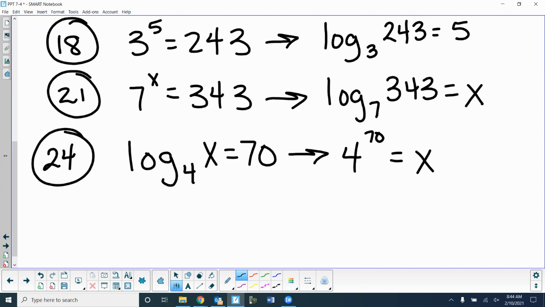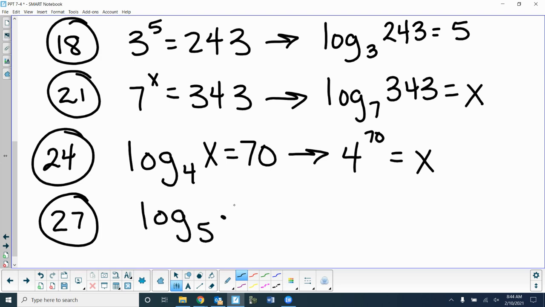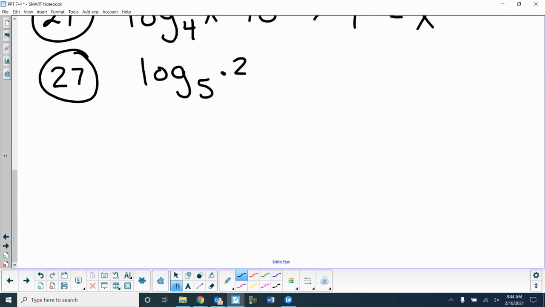All right, 27, log base 5, I believe that is, so 0.2. So small in my book. You can hardly see it. Okay? I think it says use mental math, but we don't need to do that anymore, do we? So how do I put that in my calculator?